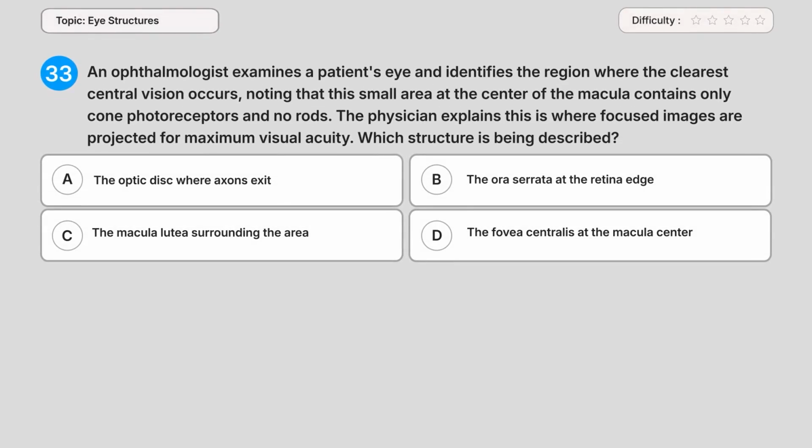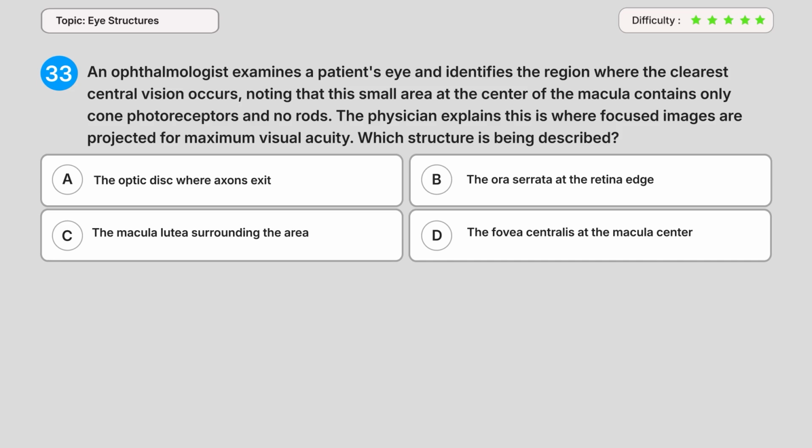33. An ophthalmologist examines a patient's eye and identifies the region where the clearest central vision occurs, noting that this small area at the centre of the macula contains only cone photoreceptors and no rods. The physician explains this is where focused images are projected for maximum visual acuity. Which structure is being described?